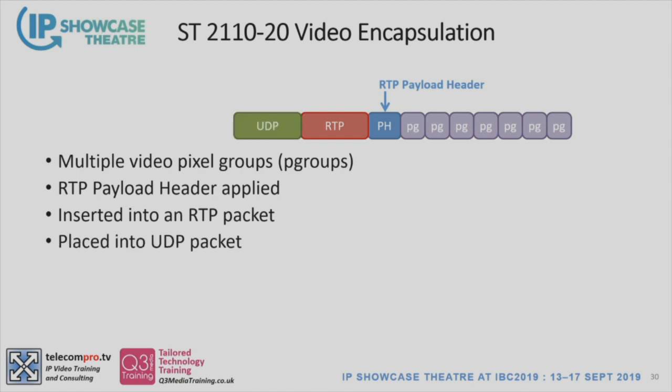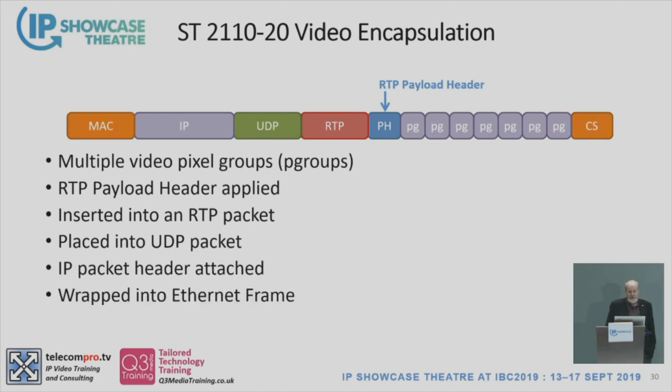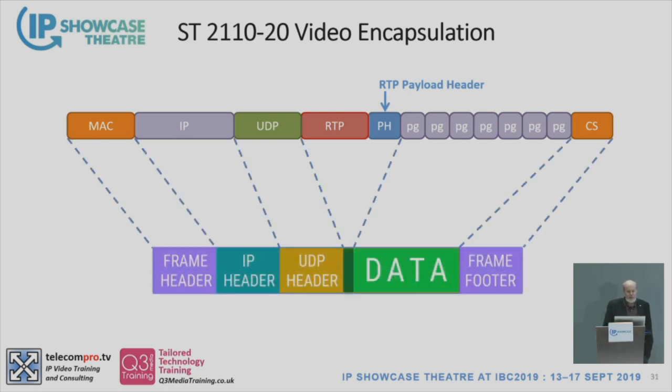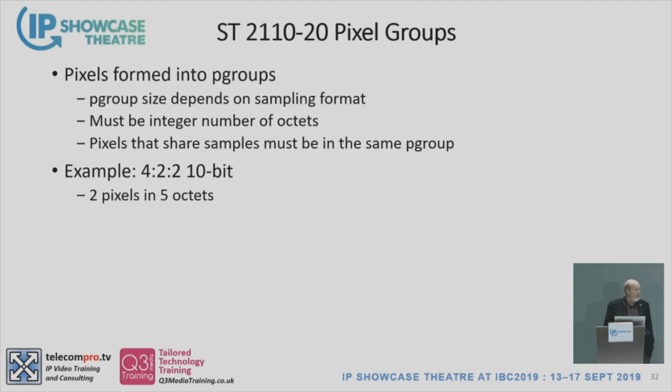Place in a UDP packet, that goes back into the 70s, that format. IP packet header, and then we create an Ethernet frame out of that by adding a MAC header and a checksum. Now, this is a different format, but it really goes back to what Ed was talking about before. It's really the same type of information we were talking about previously. So, what's a pixel group? Well, I'm glad you asked.